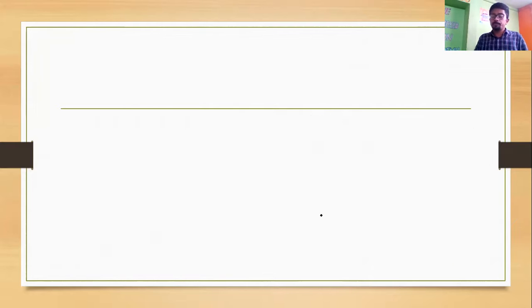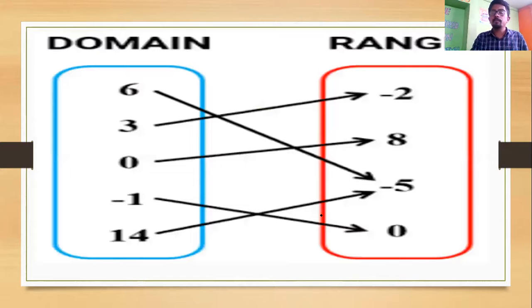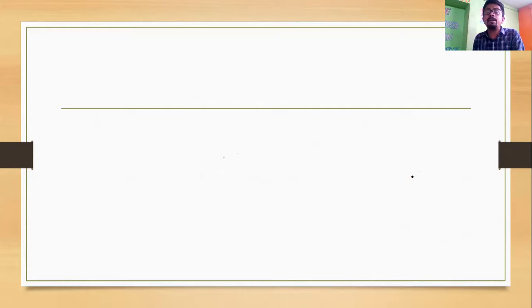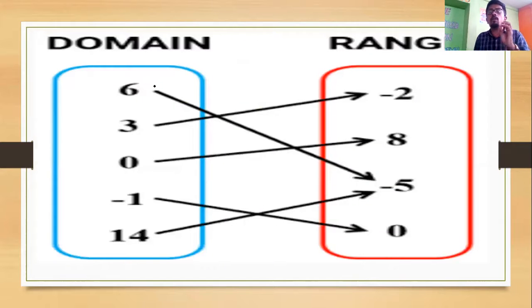Now, this kind of image we get when we solve. It is not always like a straight line, like image of 1 is 3, image of 2 is 5, image of 3 is 7, image of 4 is 9. It can be like this also. But the main thing should be clear, that every element of the domain should have a clear image in the codomain.